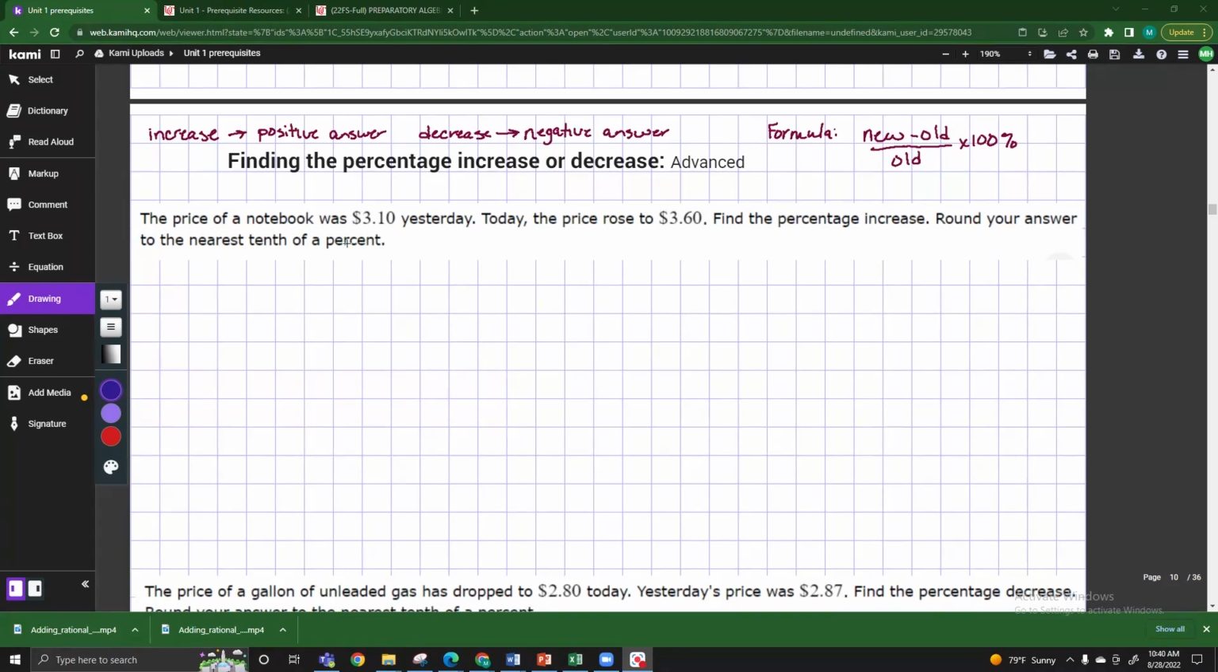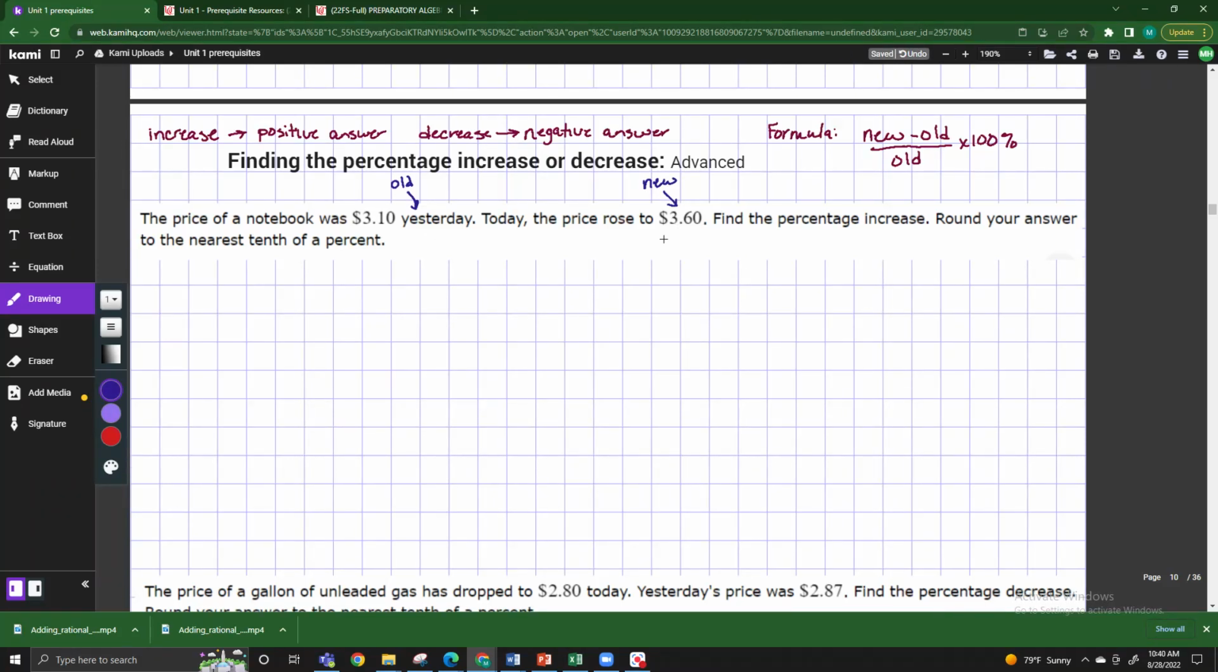So the price of a notebook was $3.10 yesterday. So this is the old. Today, the price rose to $3.60. So this is new. Find the percent increase, round your answer to the nearest tenth of a percent.